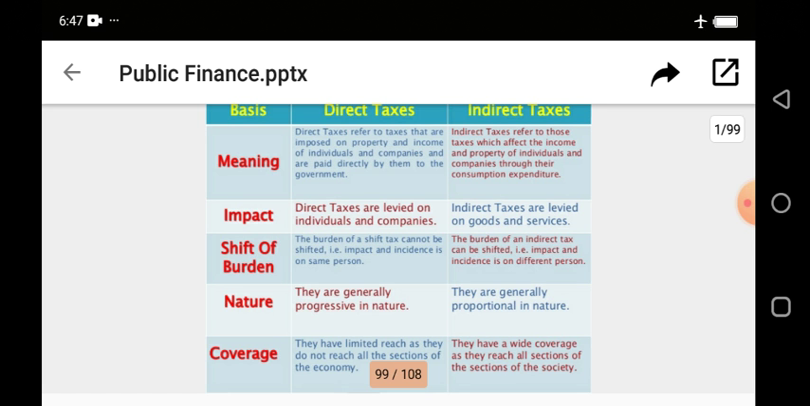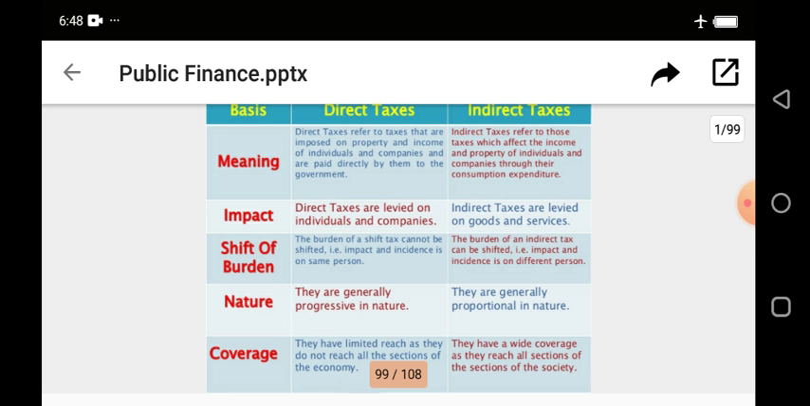So let's look at the impact. Direct taxes are levied on individuals and companies. So for direct tax, individuals and companies pay such tax. While your indirect tax is levied on goods and services. A good example of such is your value-added tax. We have your sales tax. We have your purchase tax. We have your import duty, your export duties, and name them. So sometimes you pay this tax without even knowing you are paying the tax.